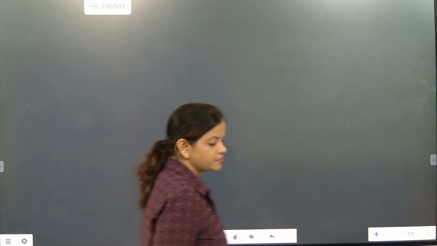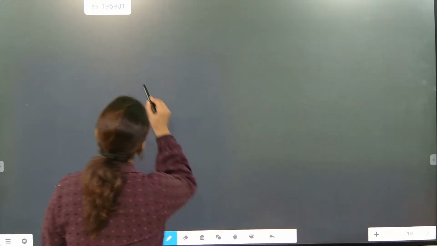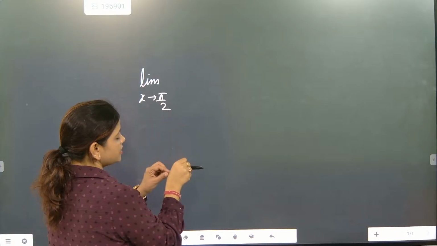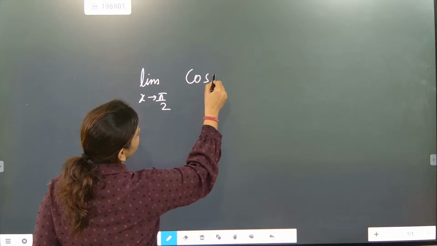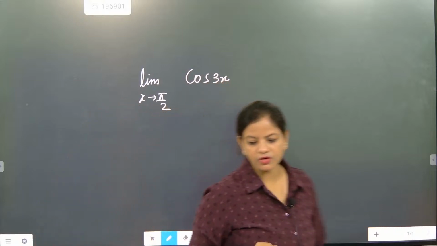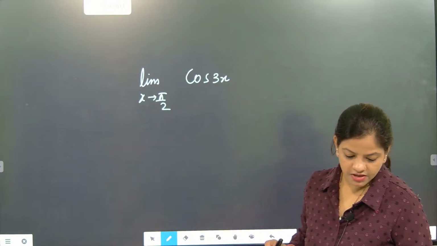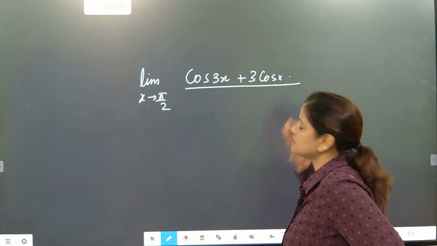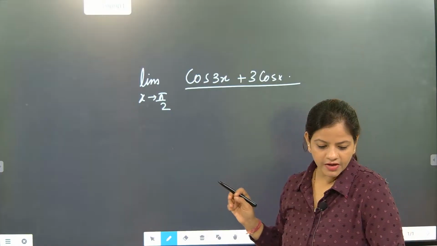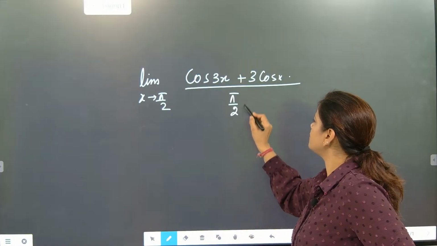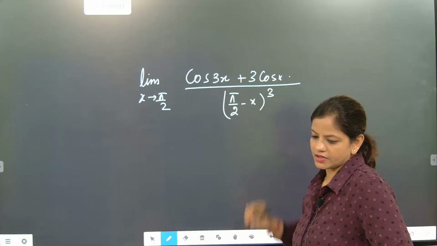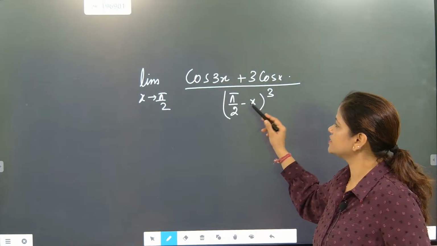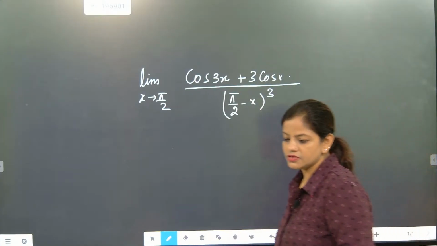Now I'll go for the next question. Now check here. Limit x tends to pi by 2. Always I'm telling one thing, that you must have proper information about trigonometry. If you have proper information of NCERT, just go for it. Check this one. Cos 3x plus 3 cos x by pi by 2 minus x whole cube. Now solve this question.